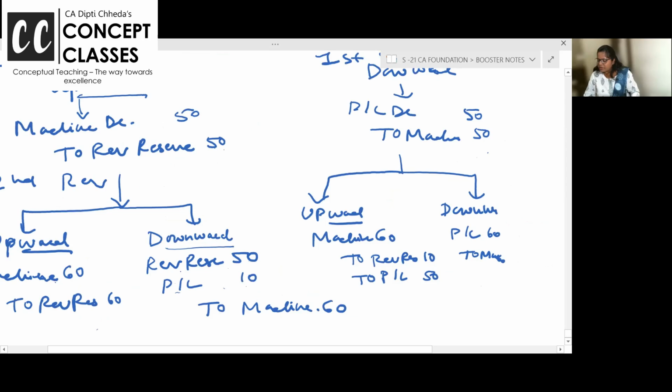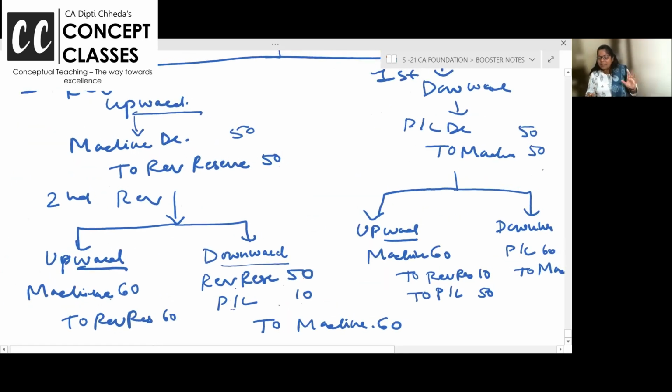First also downward. P&L account debit to machine. Now also downward P&L account debit. But now it is upward. Machine to P&L. You want to do it. Machine to P&L. But already downward is there. So what am I saying now?